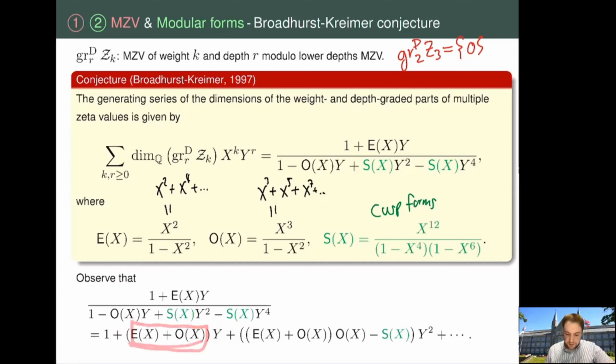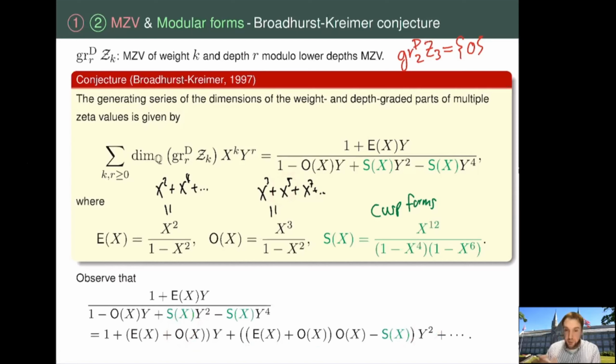And here we also see this O starts at 3 and not at 1 because we don't have zeta 1. So this is what we expect, but still also this part is not known because we don't know if, for example, zeta 5 is rational or not. If zeta 5 would be rational, then we wouldn't have this term here. And then for depth 2, we have this part here.